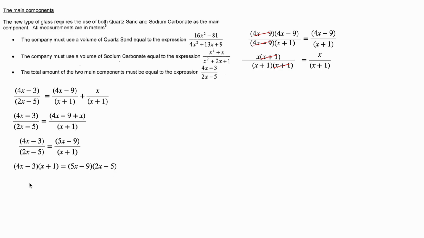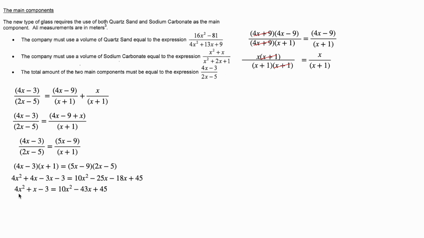The 4x multiplies the x, giving us 4x squared. The 4x multiplies the 1, giving us 4x. The minus 3 multiplies the x, giving us minus 3x. The minus 3 multiplies the 1, giving us minus 3. The 5x multiplies the 2x, giving us 10x squared. The 5x multiplies the negative 5, giving us negative 25x. The negative 9 multiplies the 2x, giving us negative 18x. The negative 9 multiplies the negative 5, giving us positive 45. Put the 4x and the minus 3x together, giving us 4x squared plus x minus 3. And here the negative 25x and the negative 18x add together to give negative 43x.